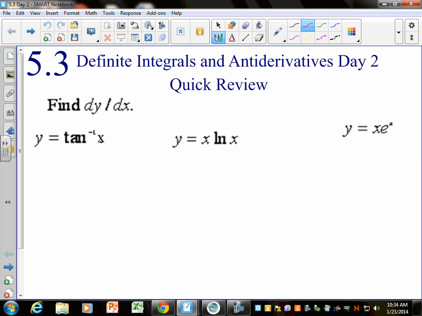u prime over 1 plus u squared. Since it's just x, u is just x, right? So we could just say that the derivative of this is 1 over 1 plus x squared.